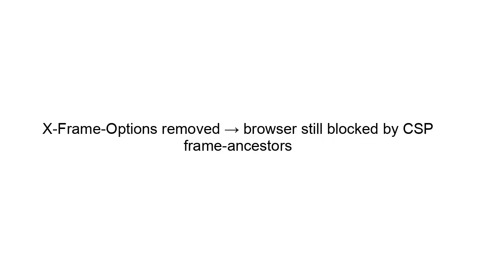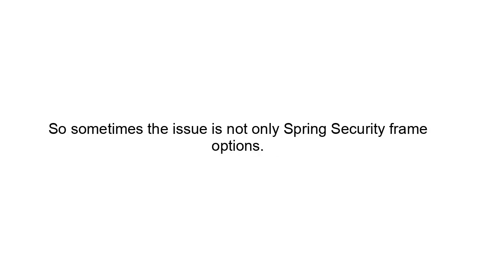Important note about Content Security Policy, CSP. Modern applications may also use Content Security Policy with rules like frame-ancestors. Even if X-Frame-Options is disabled, a CSP rule may still block framing. Example concept: X-Frame-Options removed means the browser is still blocked by CSP frame-ancestors. So sometimes the issue is not only Spring Security frame options.